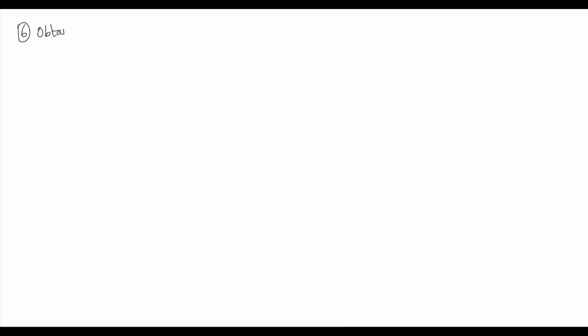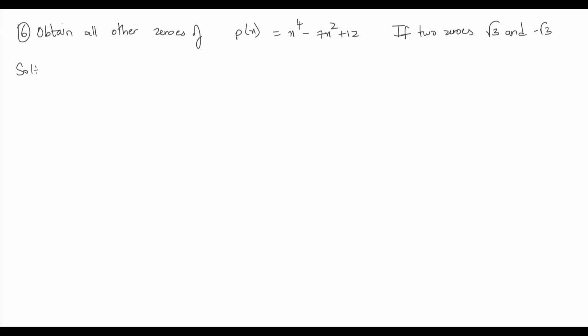Sixth question is to obtain all other zeros of the polynomial p of x, which is equal to x power 4 minus 7x square plus 12, if two zeros are root 3 and minus root 3. Solution. Here x is equal to root 3 and x is also equal to minus root 3. These are the two zeros. From these two zeros I'll find the factors. That is x minus root 3 is one factor and x plus root 3 is another factor.